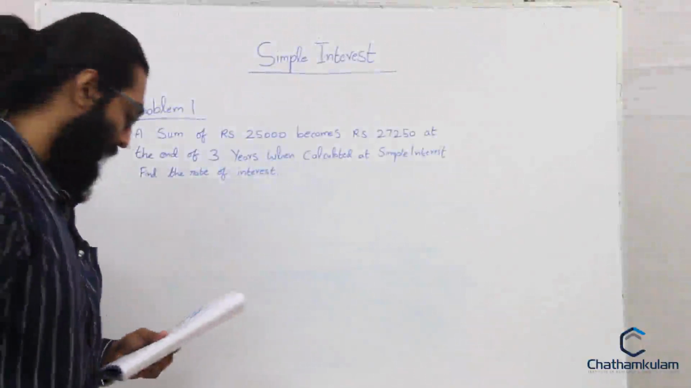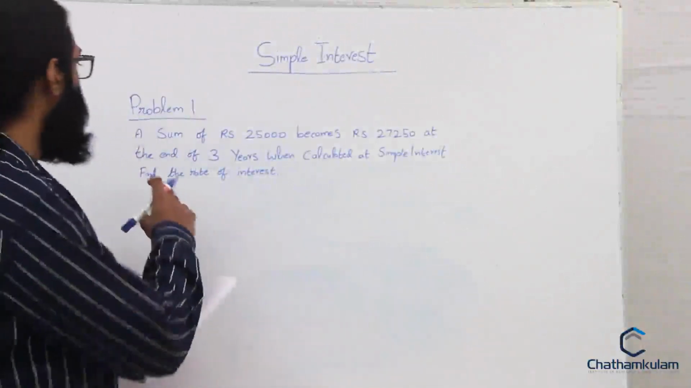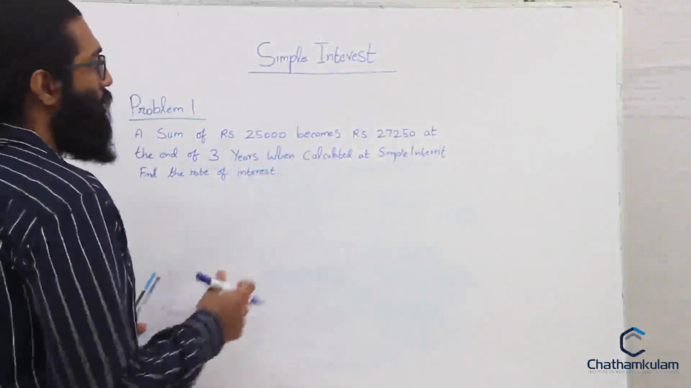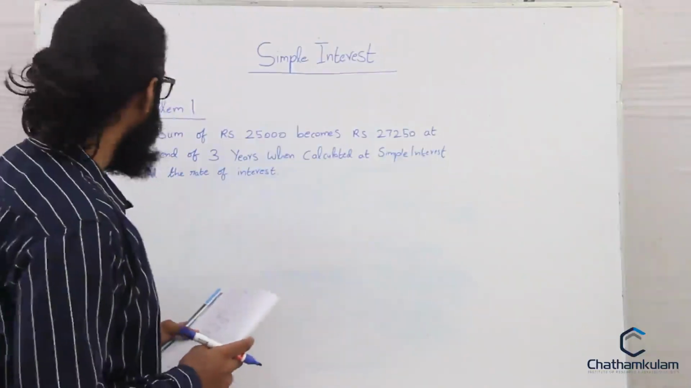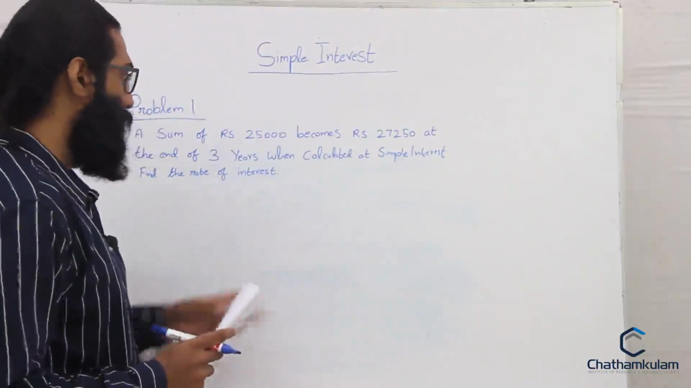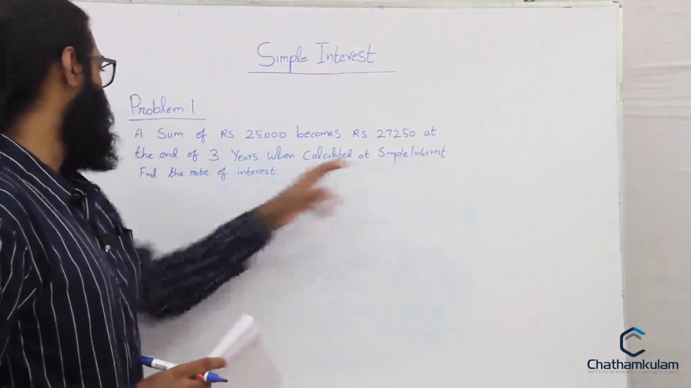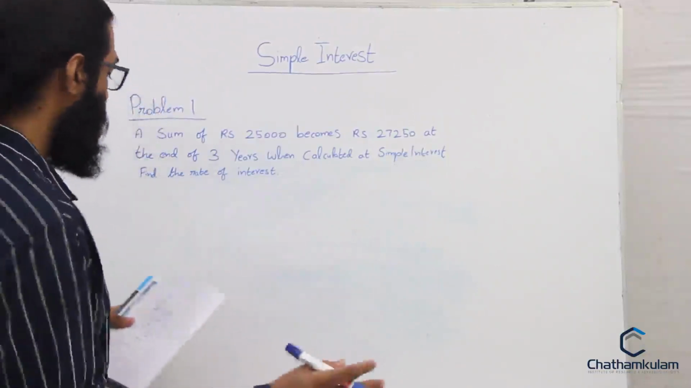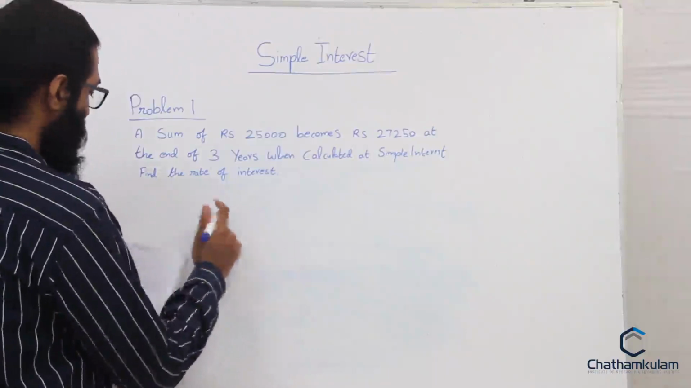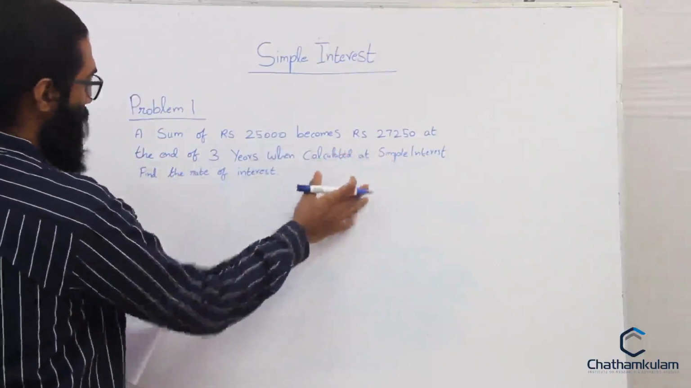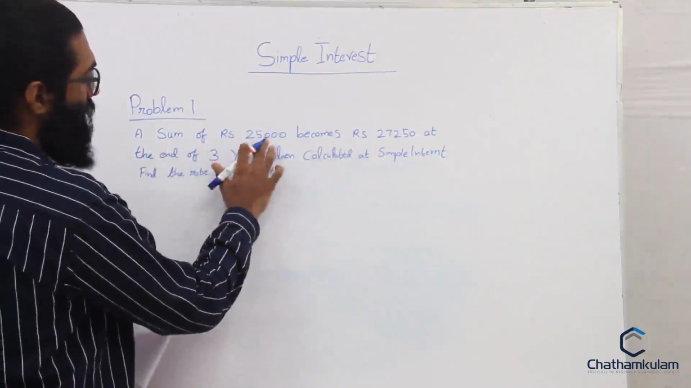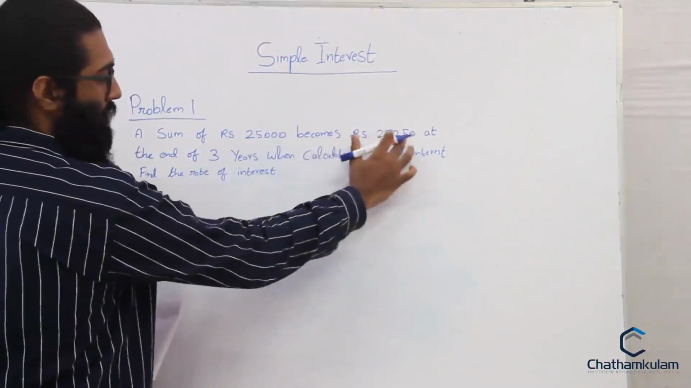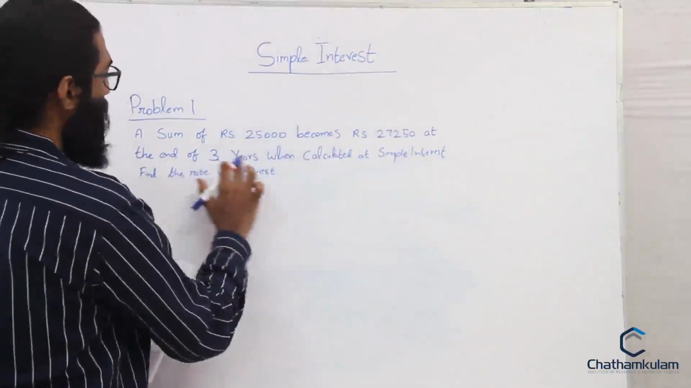Let us take a problem here. Let's say a sum of rupees 25,000 becomes 27,250 at the end of 3 years when calculated at simple interest. Find the rate of interest. So this is our problem. First we write down what is given in the question. A sum of rupees 25,000 becomes 27,250 at the end of 3 years.